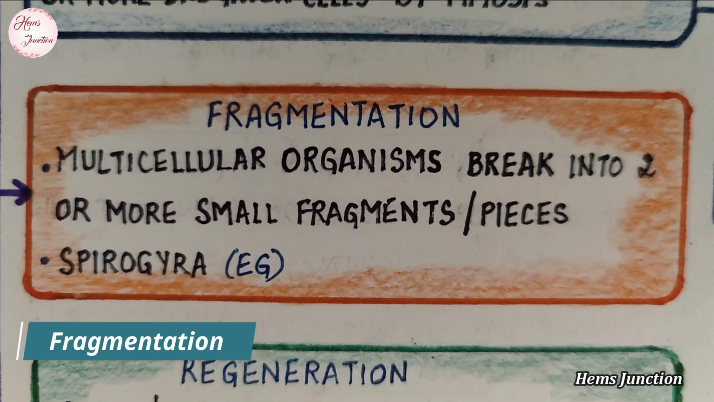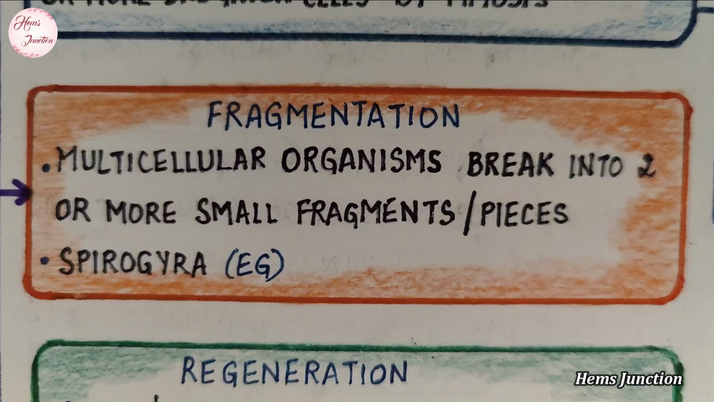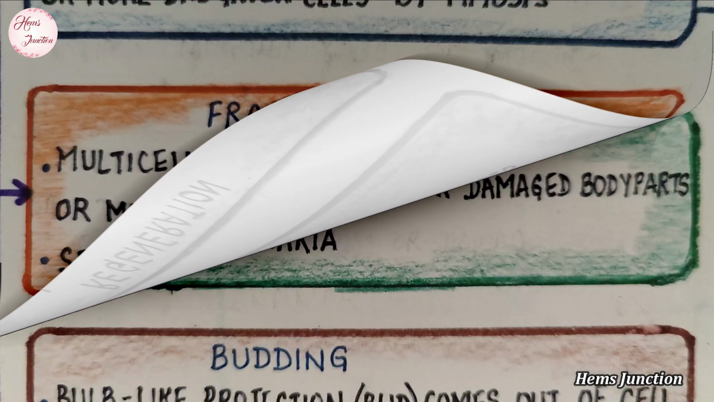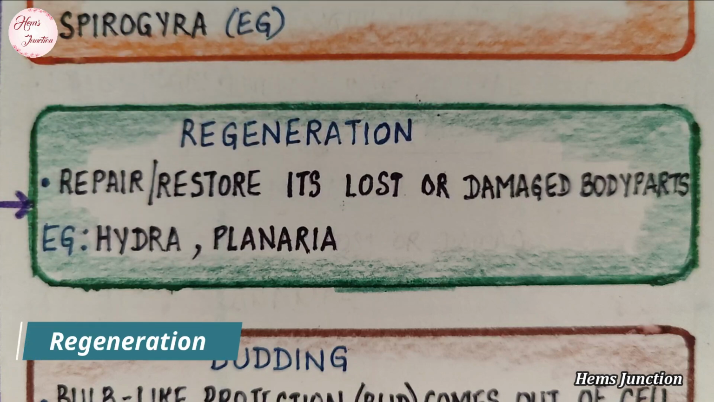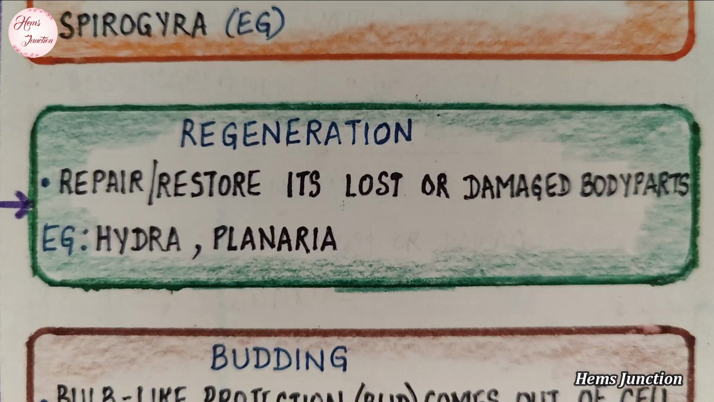Fragmentation. Some multicellular organisms, upon maturation, break into smaller fragments or pieces. These fragments grow into new individuals. Regeneration. In this, development of a new organism occurs from just a broken or cut part of the parent organism.